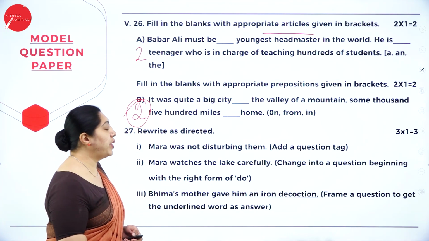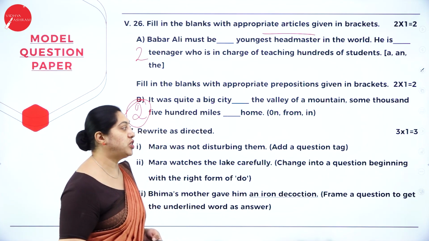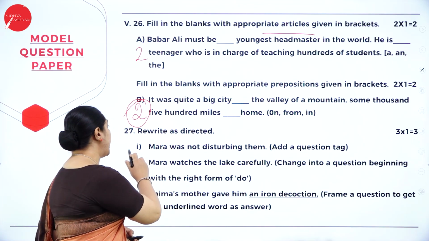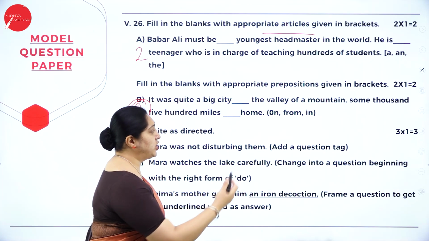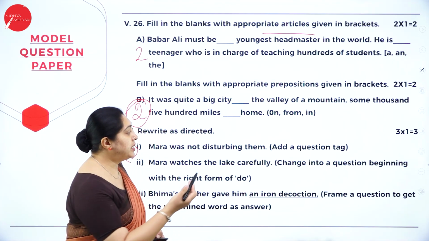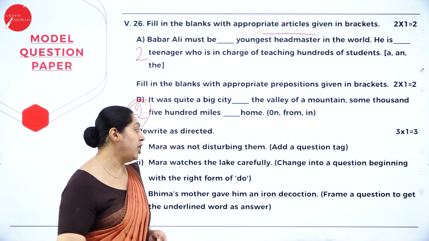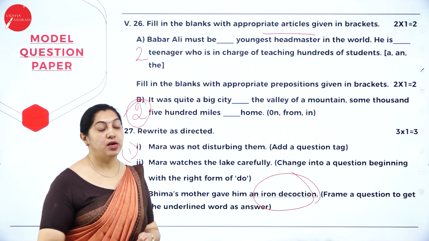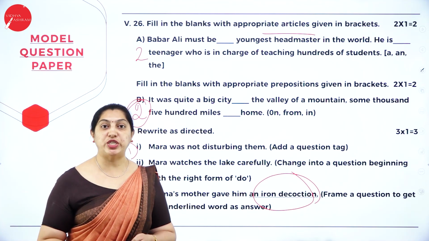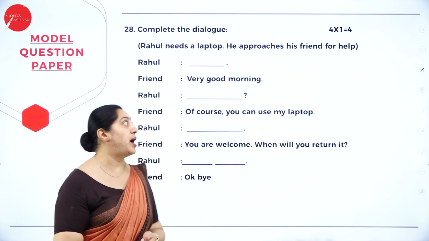Next, question number 27. Rewrite as directed. There are 3 questions, and each question carries 1 mark. The first one is add a question tag. Second question, it's about the do form. And third one, you need to frame a question where you get the underlined word as an answer. So there are 3 different types of questions. Each question carries 1 mark, so it's for 3 marks.